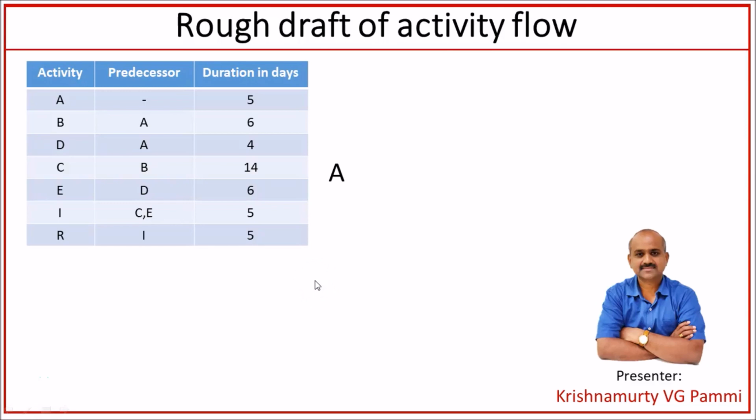Let us draw a rough draft of activity flow from the details provided here. Activity A has no predecessor. That means there is no activity that comes before activity A. That's how activity A comes as the beginning activity. For activity B and activity D, activity A is the predecessor. That means for both activity B and activity D, activity A comes before. This is how it is represented in the activity flow diagram.